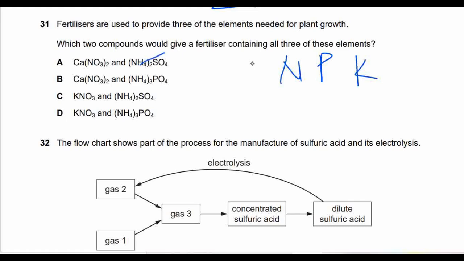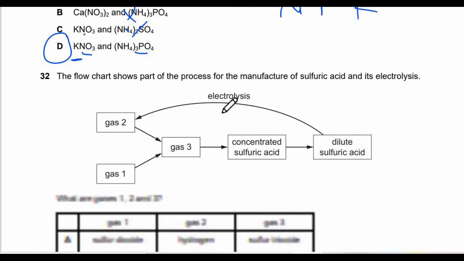There's no potassium in here, there's potassium, but there's no phosphate in here. There is phosphate, there is potassium, there's nitrogen. So this will be this one. Then there is potassium, there is nitrogen, and there is phosphate. Question 32.